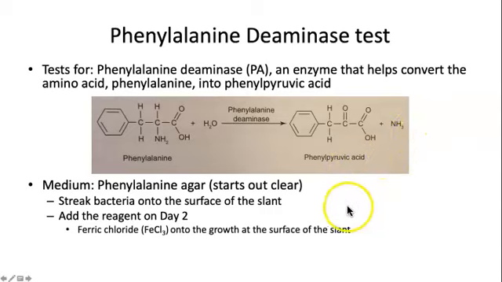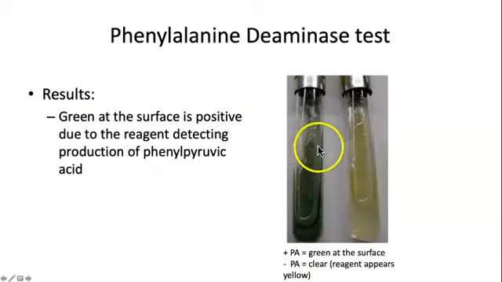So for this test, we'll be streaking the bacteria onto the surface of an agar slant, letting it grow, and then the next day we add a reagent called ferric chloride, and we just drip the ferric chloride onto the growth at the surface of the slant. So when we do that, if the ferric chloride causes a color change from yellow to green, we say that it's positive for phenylalanine deaminase. If the growth medium stays yellow, then we say it's negative. So that's a pretty straightforward test, and you get the results immediately.